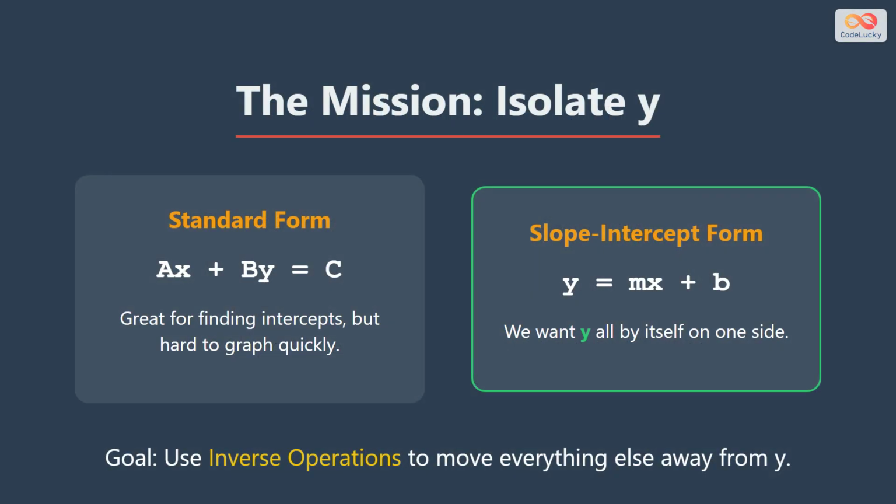Why do we do this? Often, equations start in standard form, like ax plus by equals c. While standard form is good for some things, slope-intercept form is much better for graphing. Our mission is to isolate y. We want to use inverse operations to move everything else to the other side of the equation.